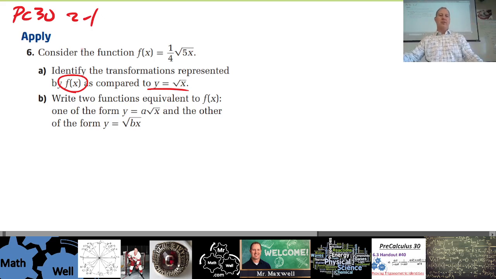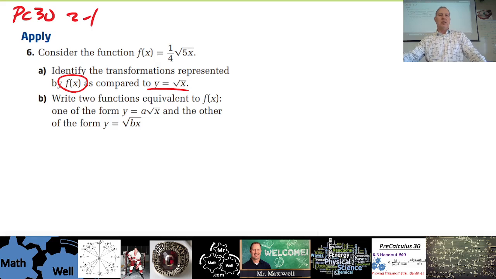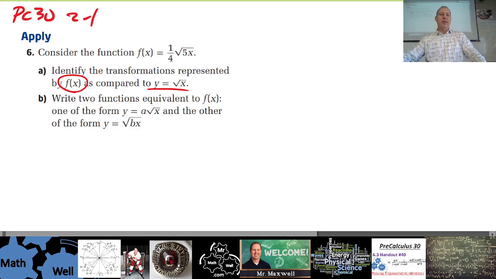So b is what you asked about, and this is, I like this part about math. This is pretty cool, I think. You guys won't think it's cool, but I do. Two functions equivalent to f of x, but in this form, where there's only an a value and b is 1, and where there's only a b value and a is 1. So I'm going to write this again out here so that you can see what I'm doing.